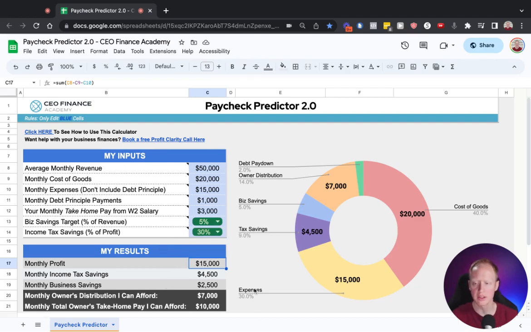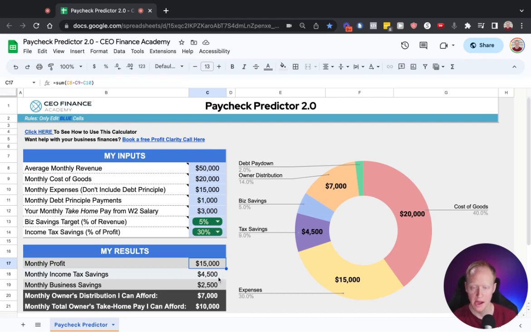So what are your results? Well, monthly profit here of 15,000. How did we get there? 50 minus 20 puts us at 30,000, minus 15 for expenses. There's our profit. Okay. So if you're putting in actual monthly numbers, this should mirror what your net income or net profit says on your P&L.